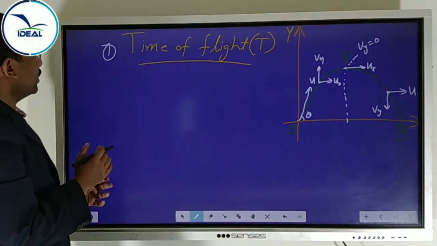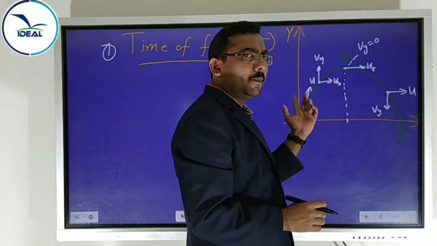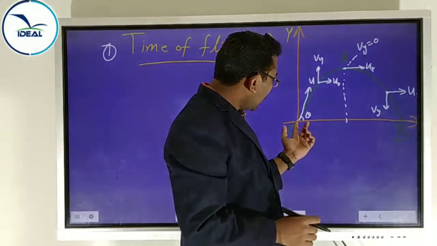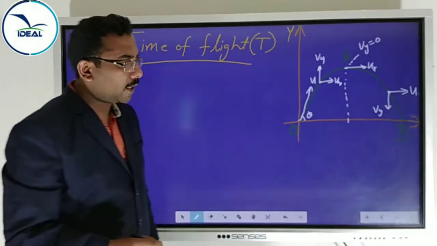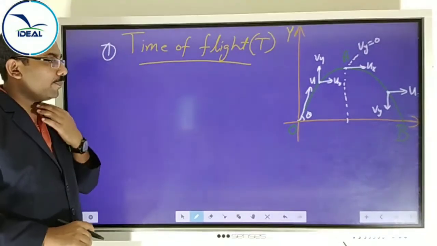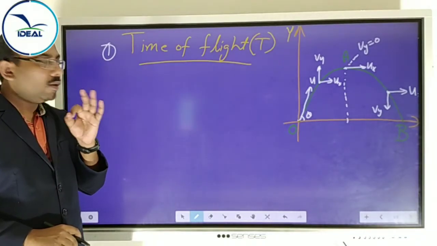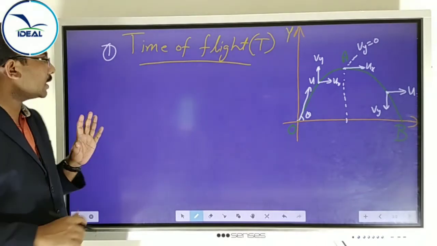First, we have to derive time of flight. Time of flight is the time taken by the body to complete the projectile, that is, the body moves from O and reaches B. The time taken by the body to reach B is called the time of flight. We can use vertical or horizontal motion. Consider vertical motion.